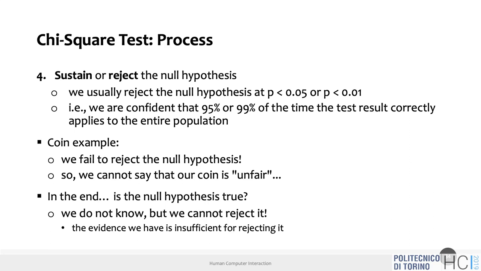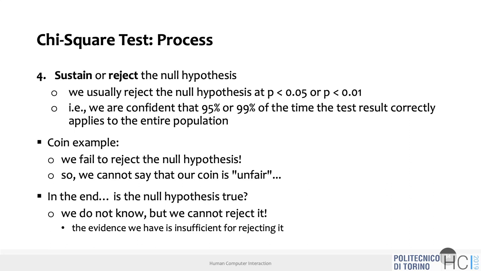And we typically reject the null hypothesis when the probability, the p-value, is lesser than 0.05, or if you want to be much more precise, lesser than 0.01. That is, we are confident that 95% or 99% of the time the test results correctly apply to the entire population.